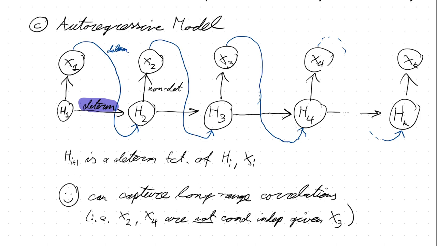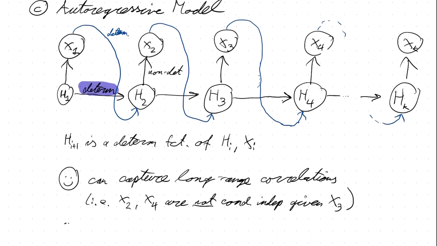If you know this value, you don't know everything about the next hidden state, because the next hidden state also depends on this hidden state, and even knowing this value doesn't tell you everything about this hidden state. So knowing this value too tells you a little bit more about this hidden state, also not everything, but more. So knowing both of these tells you more about the next symbol than just knowing this one. So it can capture long-range correlations, but you will already see that this is hard to parallelize.